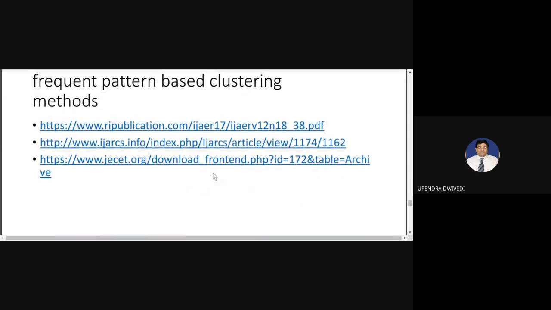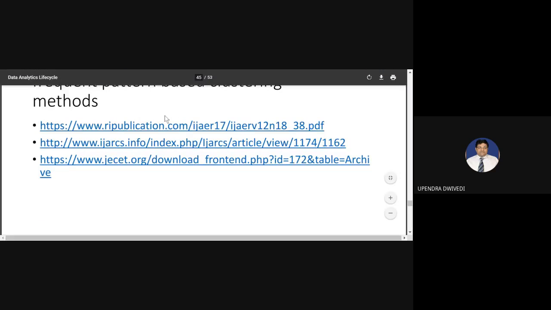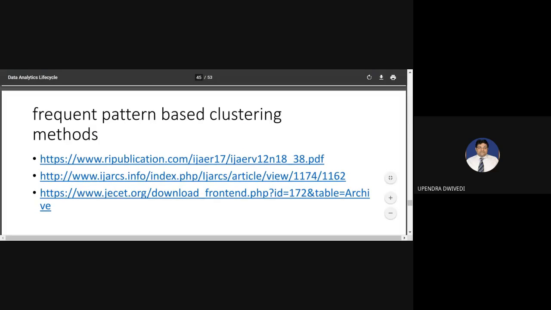Okay. Now our next topic is the frequent pattern-based clustering method. For this, I will go through some links. Let me open this URL.